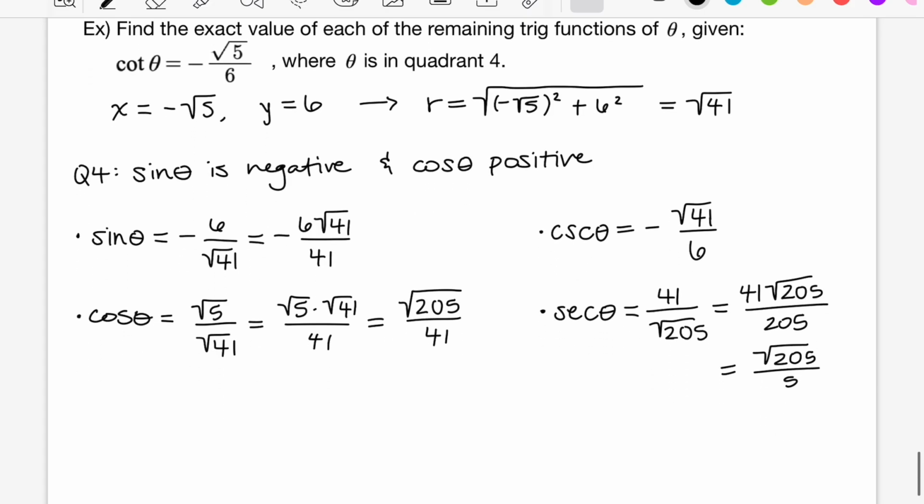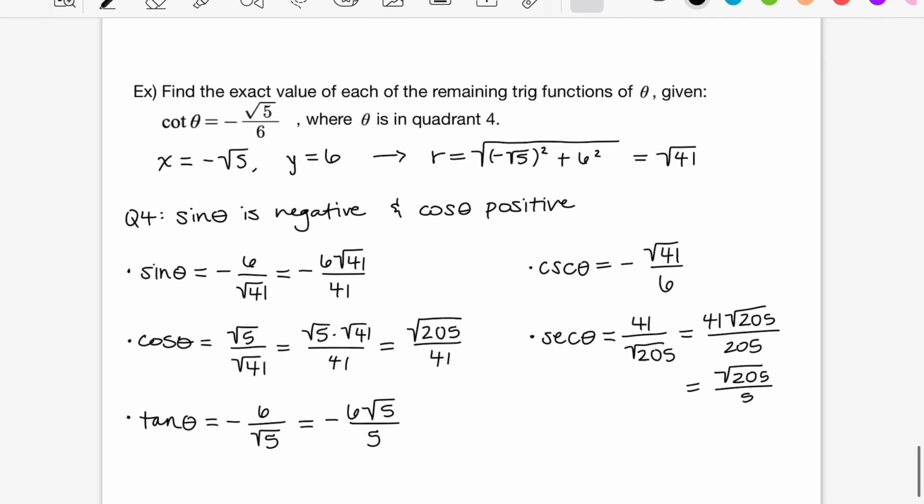And then lastly, we want to find tangent of theta. We know that tangent is going to be y over x, or sine over cosine. And since sine is negative, tangent is then going to be negative. This will be negative 6 over square root 5. And then rationalizing the denominator for this guy, we get negative 6 times the square root of 5 over 5. All right, so we found the remaining trig functions of theta given just this information here.